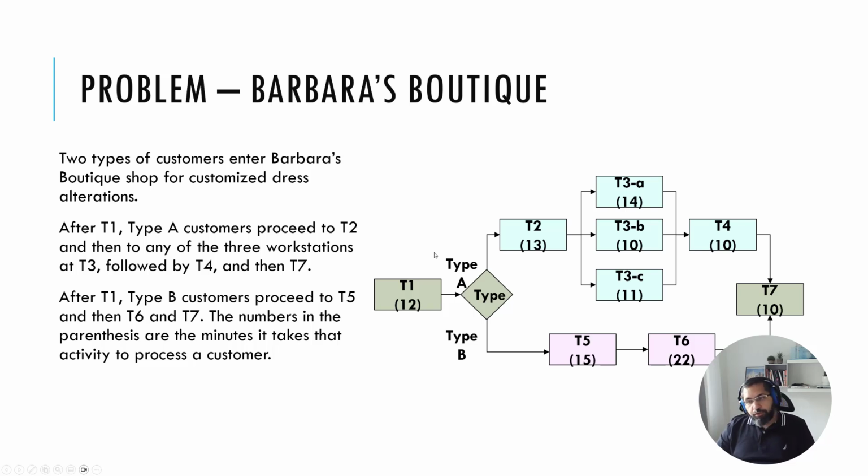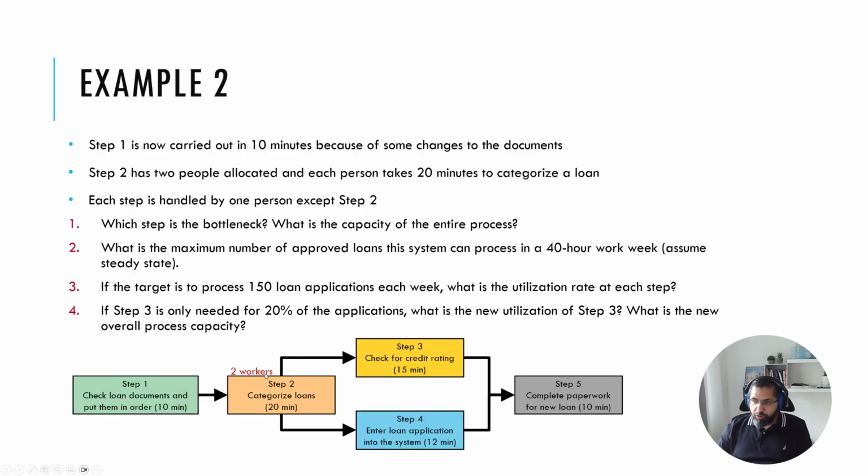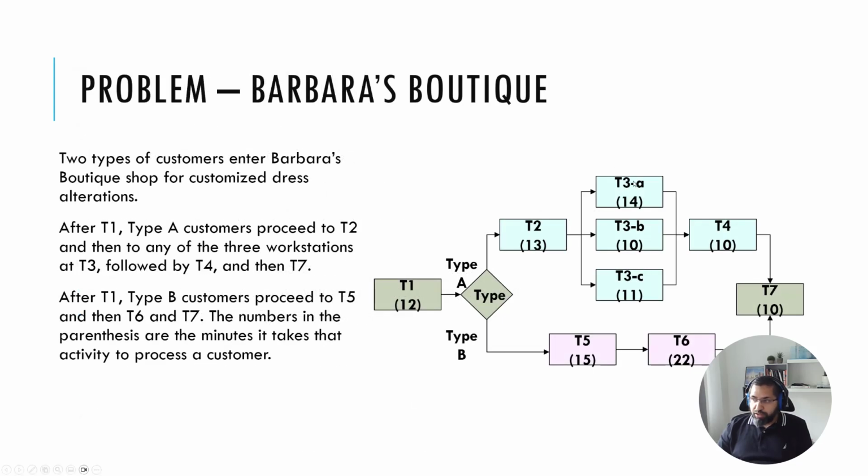Okay, last example. And in this example, I want to show you what to do when you have multiple people doing a step. We already saw that here, right? We had 2 workers doing step 2. But what's even more interesting here is that we have 3 workers, A, B, C, doing step 3, T3, but each worker works at a different speed. And so the cycle times are different.